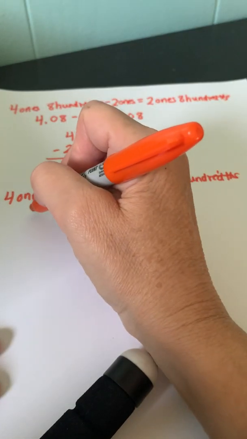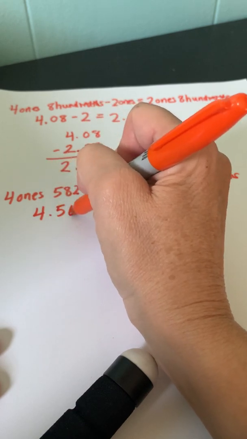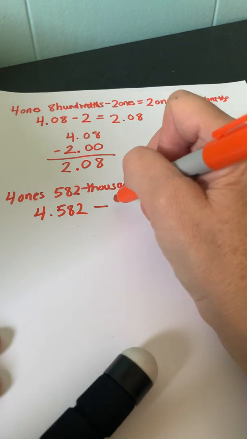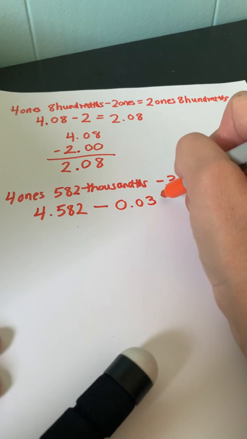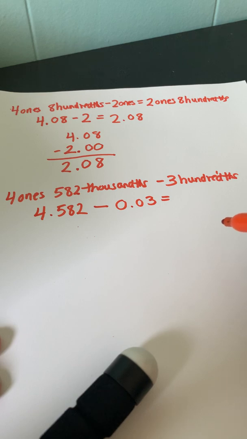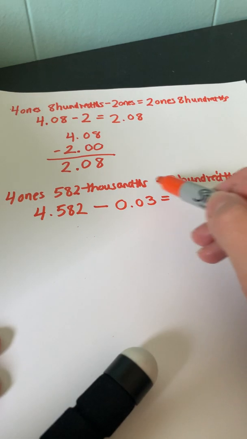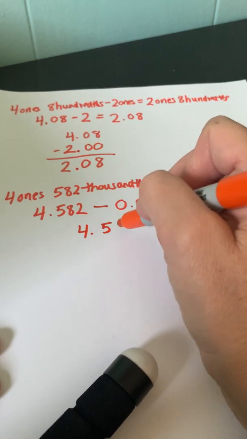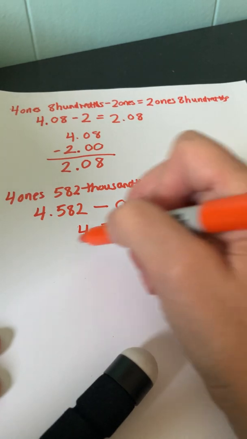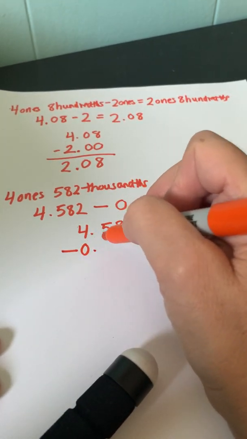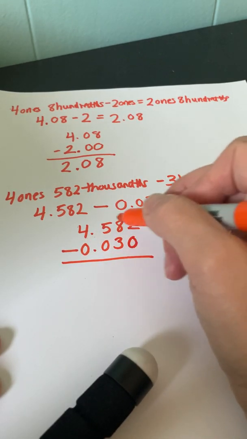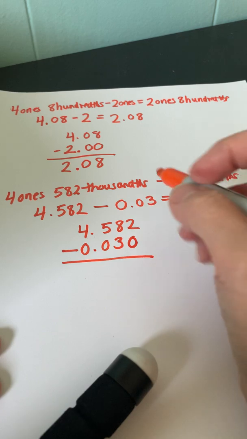All right, so for this one, I would write 4 and 582 thousandths minus 3 hundredths. If you don't remember how to write it in standard form, go back and use your place value chart. It will totally help you. You would just put a 3 in the hundredths column, and you would be able to see exactly how to set this up. Then I write it in vertical form. 4 and 582 thousandths minus 3 hundredths. I fill in my 0 so that I have the matching number of digits in each of my place values.